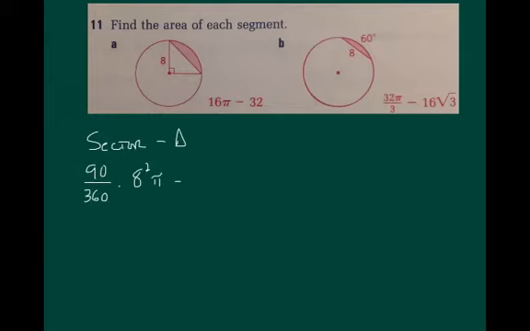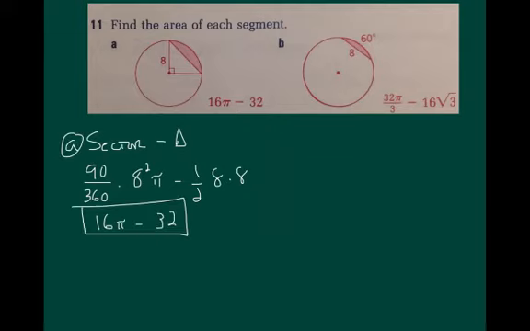The area of the sector will be 90 over 360 times 8 squared pi, minus the triangle, which is a right triangle, so that's just going to be 1/2 leg times leg. That gives us a final answer of 16 pi minus 32.